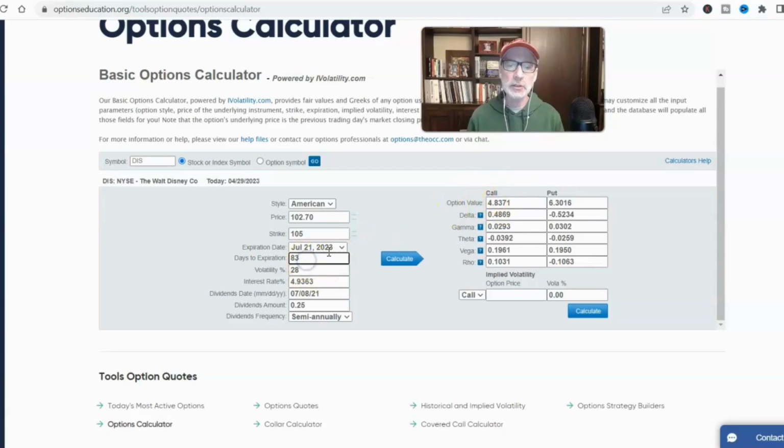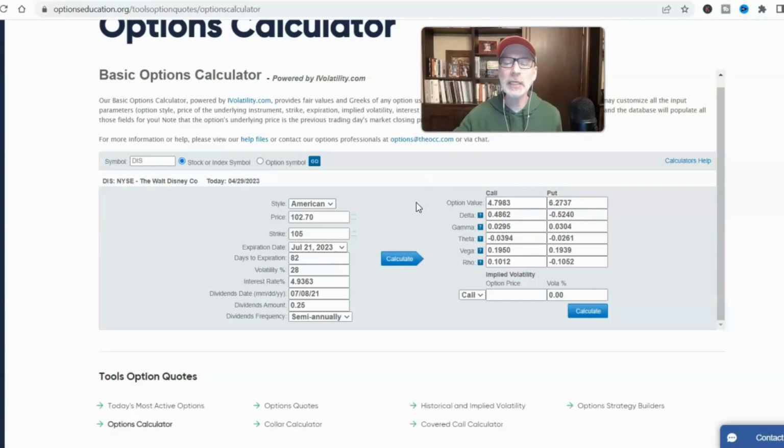So let's change this to 82 days, and when we click on calculate, let's see what happens, right? Now it's worth $4.79. So just because we changed the calendar to the next day, that call option just lost 4 cents per contract. That's 4 actual dollars for every contract that you have. All right, so that's how things work in real time.